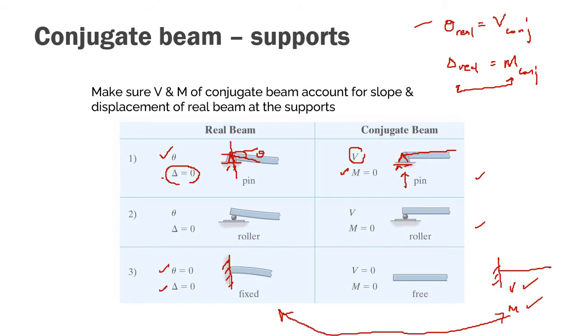So what you need to do is change your conjugate beam into a different boundary condition where you need to make it free. So at this point, if your real beam is fixed, your conjugate beam has to be free. Why does it have to be free? Because you want to make sure your shear is equal to 0 and your moment is equal to 0 so that their relationship is similar.